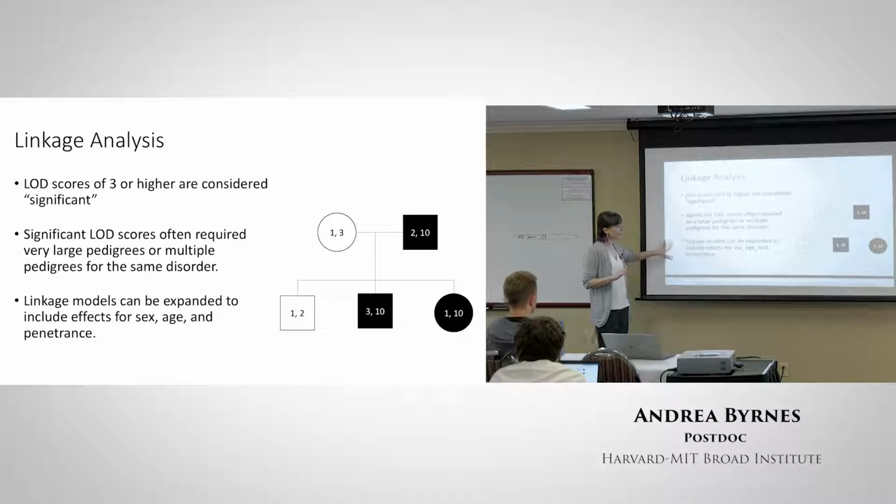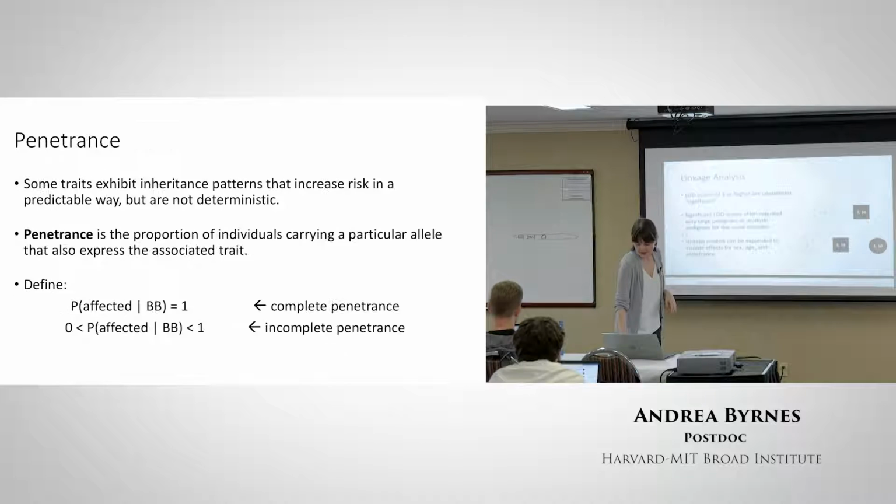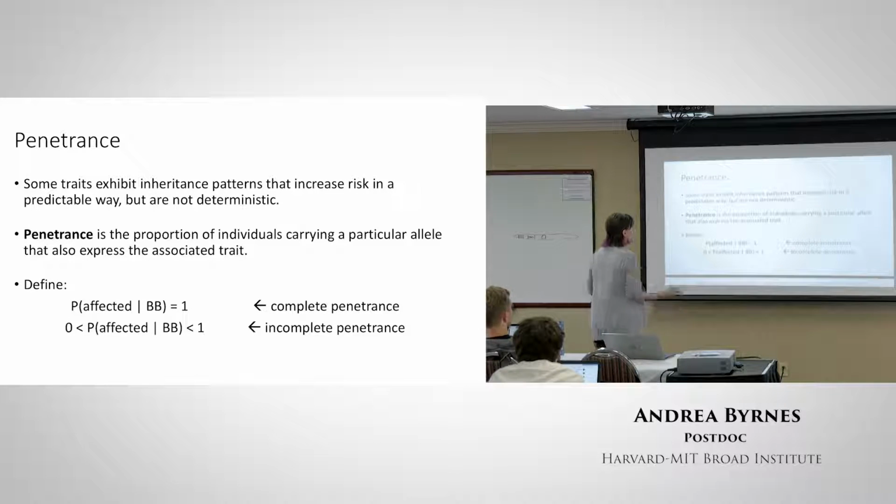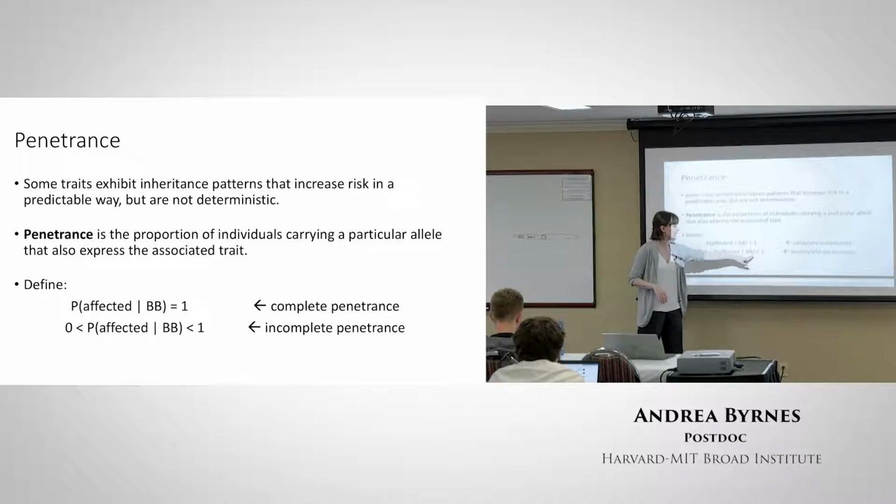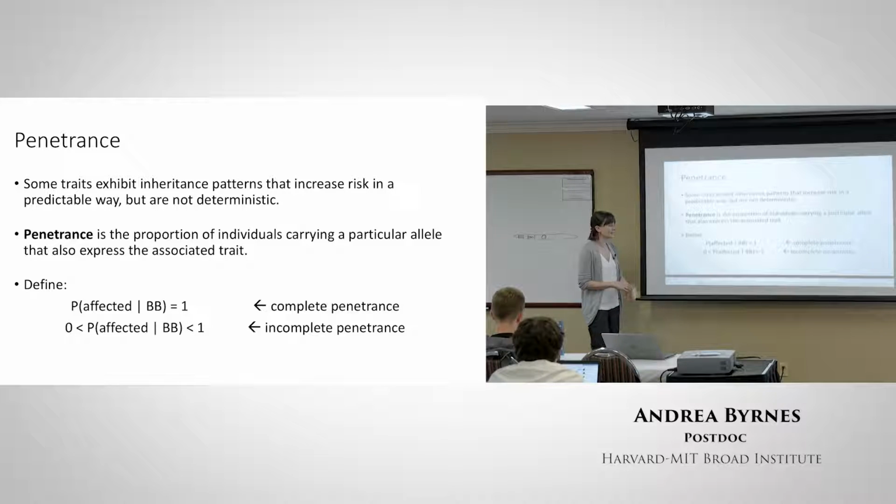So linkage models can be expanded to include effects for sex, age, and penetrance. Penetrance is this idea, so we're taking away the certainty. We're taking away this idea that it has to be prescriptive, that if you have this genotype, you must have this phenotype. And we allow there to be a little bit of probability in there. And so the probability that you are affected given a disease genotype would be called adding the penetrance parameter.